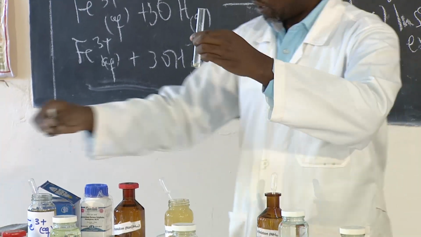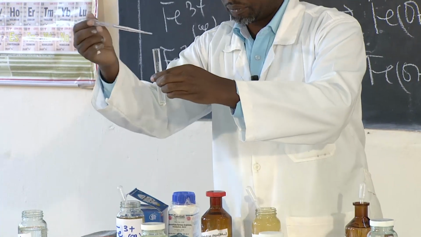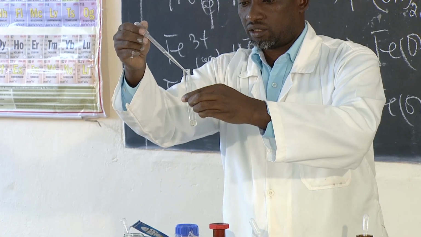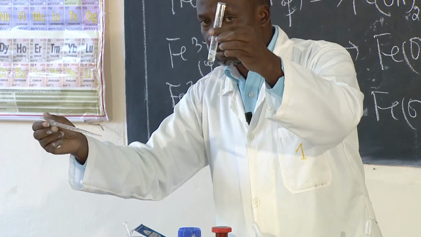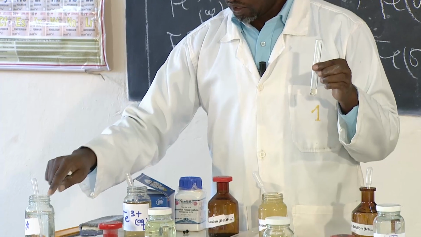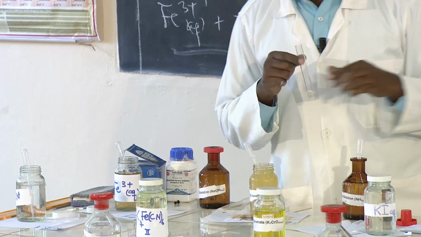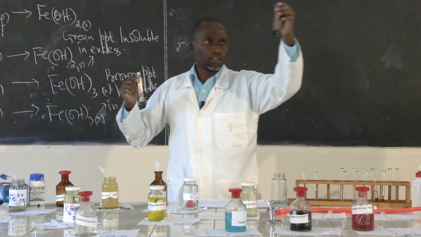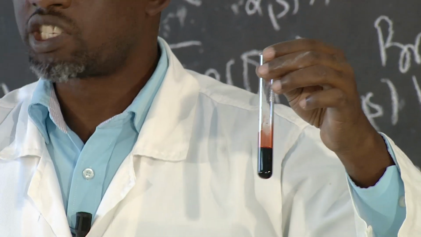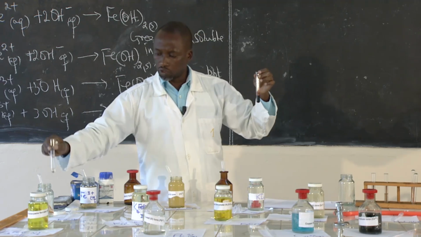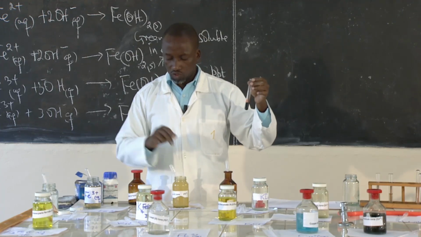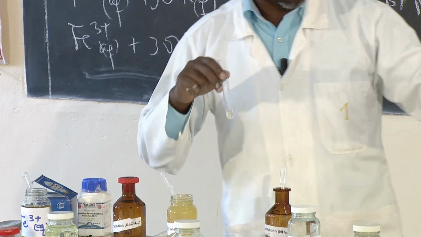Some few drops again. Any effect? Nothing. So that means potassium thiocyanide with iron 3 gives this red blood coloration, but with iron 2, there is no observable change. So we can use potassium thiocyanide to distinguish these two ions, the iron 3 and iron 2.